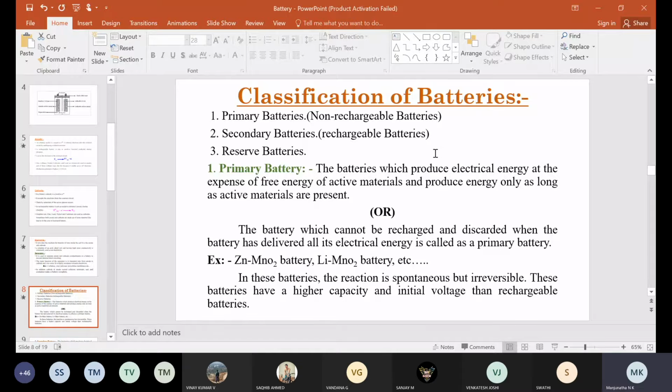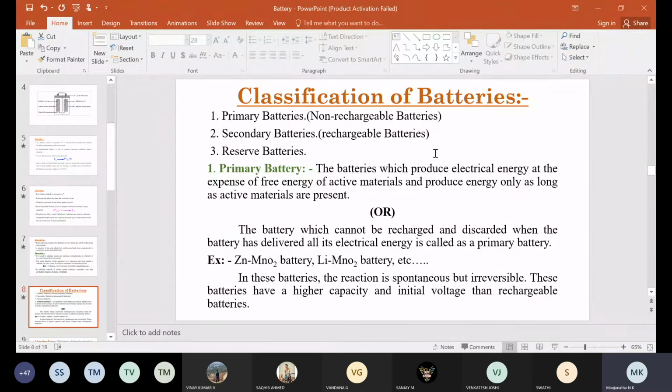Coming to examples of primary batteries: zinc manganese dioxide battery, lithium manganese dioxide battery, zinc air battery, aluminium air battery, etc. These are some examples of primary batteries.